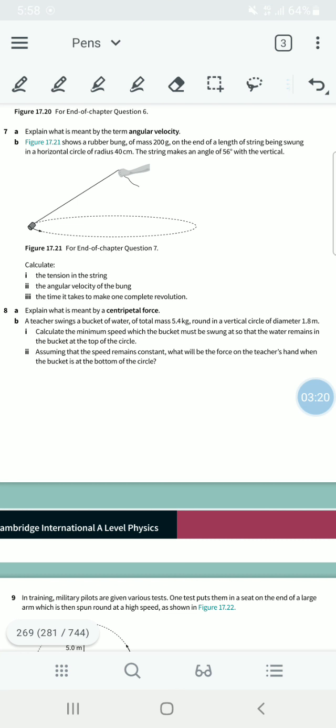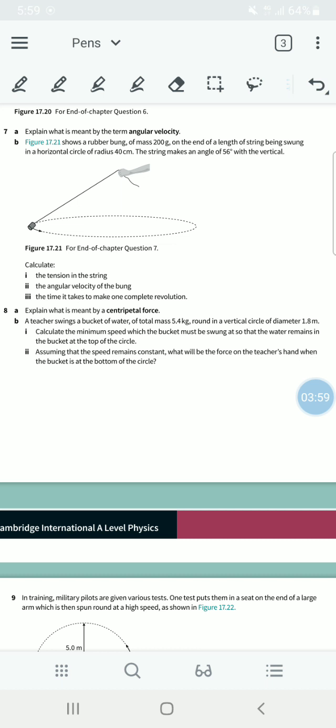Then part 2, assuming that the speed remains constant, what will be the force on the teacher's hand when the bucket is at the bottom of the circle? So bottom of the circle. This is swung not in a horizontal way, it is a vertical circle. Okay, it is a vertical circle, so you have to read the question properly. So that means it is at the bottom and at the top, at the two extreme ends of the circle.